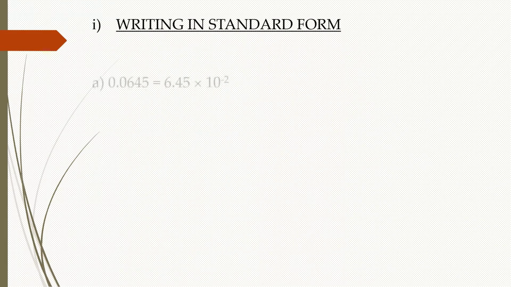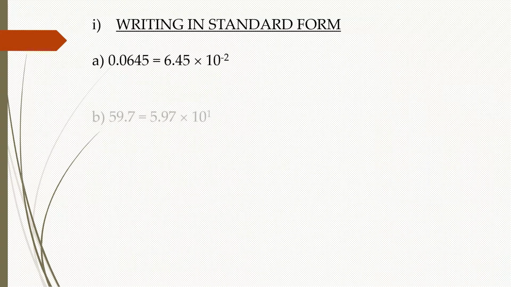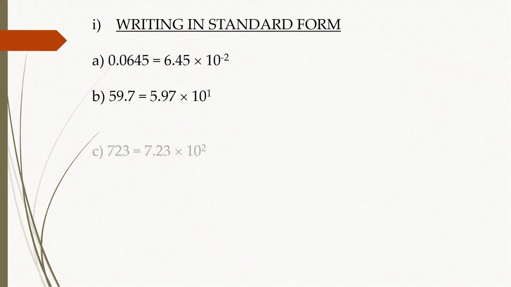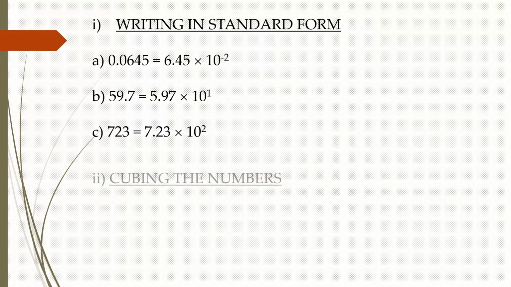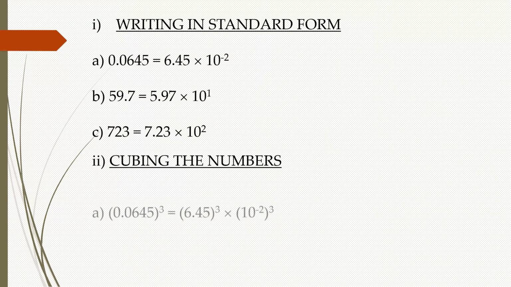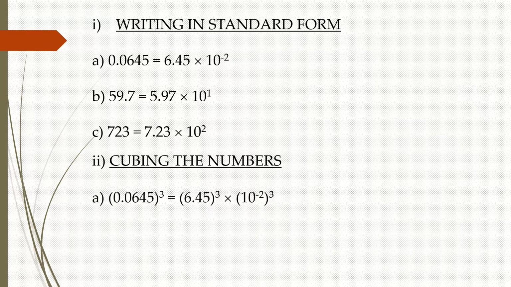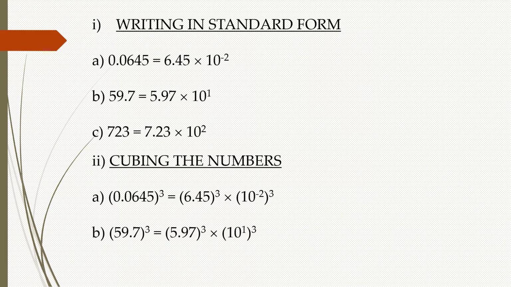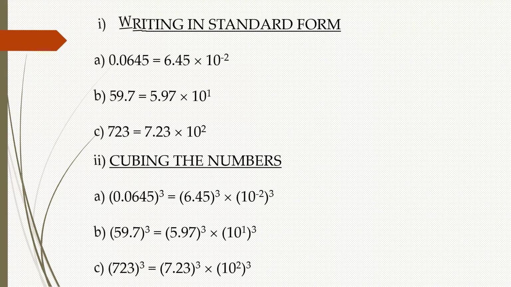Writing these numbers in standard form, the ones that we have given as examples: 0.0645 can be written as 6.45 times 10 raised to power negative 2. Why negative 2? It's because the decimal point has moved 2 places to the right. And 59.7 can be written as 5.97 times 10 raised to power 1, where 1 is positive, meaning that we have taken the decimal point 1 place to the left. 723 can be written as 7.23 times 10 raised to power 2.